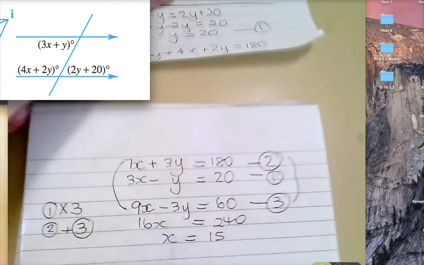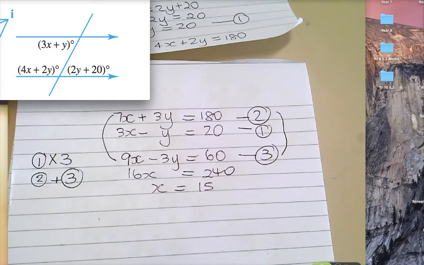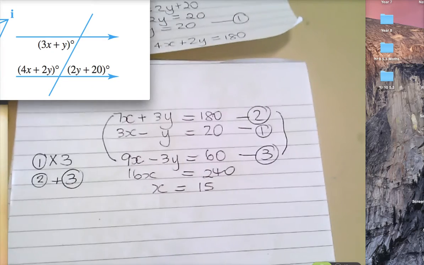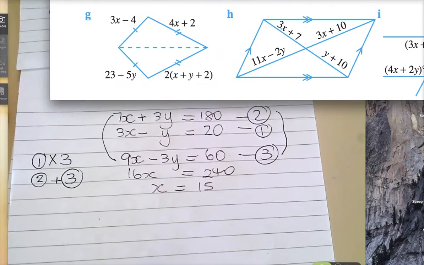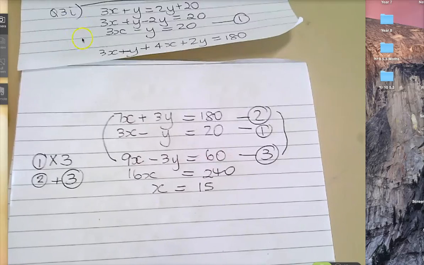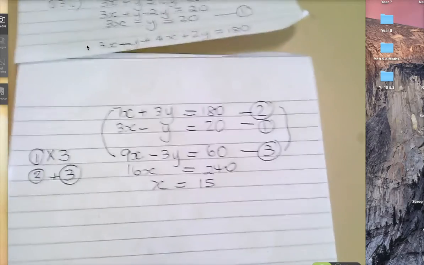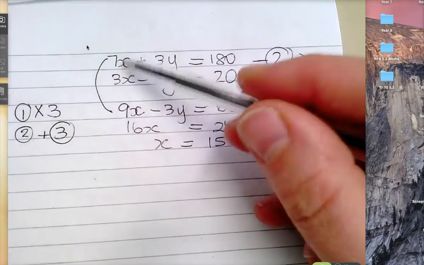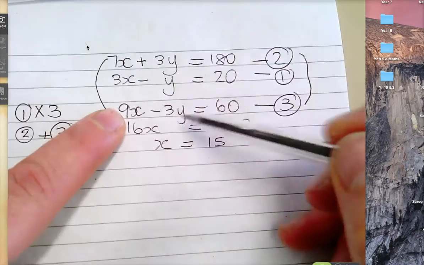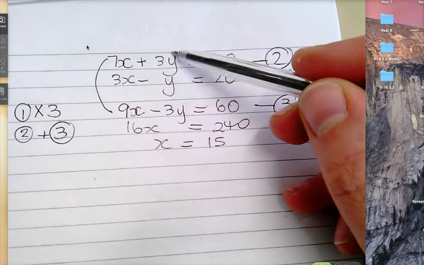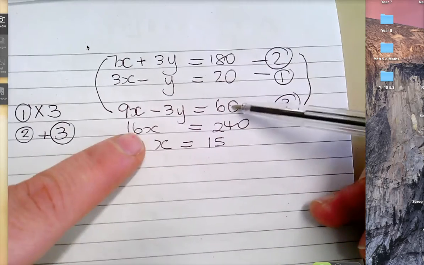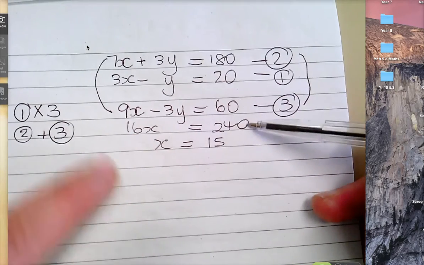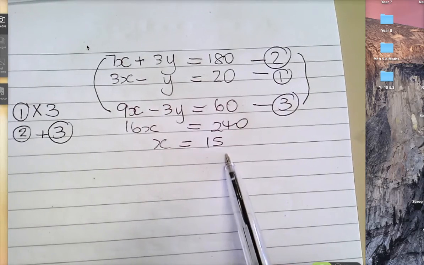I only need the second sheet now. So I'm adding equations 2 and 3 together. Do you know why? Because they're exact opposites. The 3y's are opposites, so I get 9x and 7x is 16x, minus 3y and plus 3y is 0, 60 and 80 and 180 is 240, so x is 15.